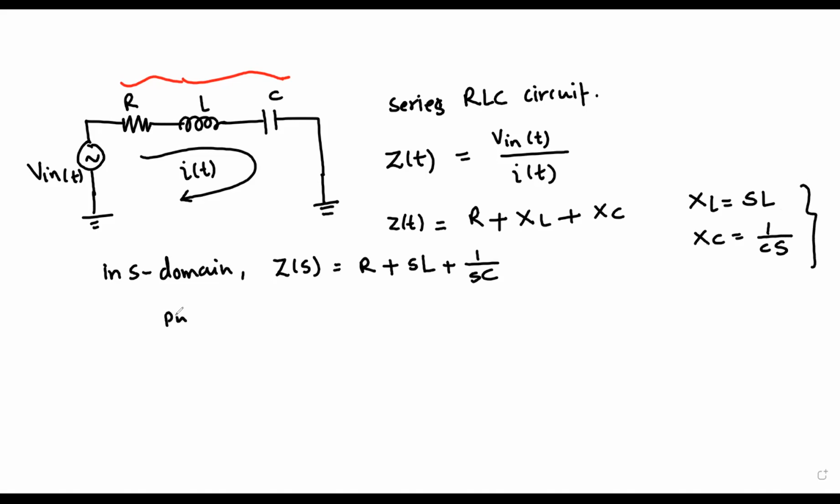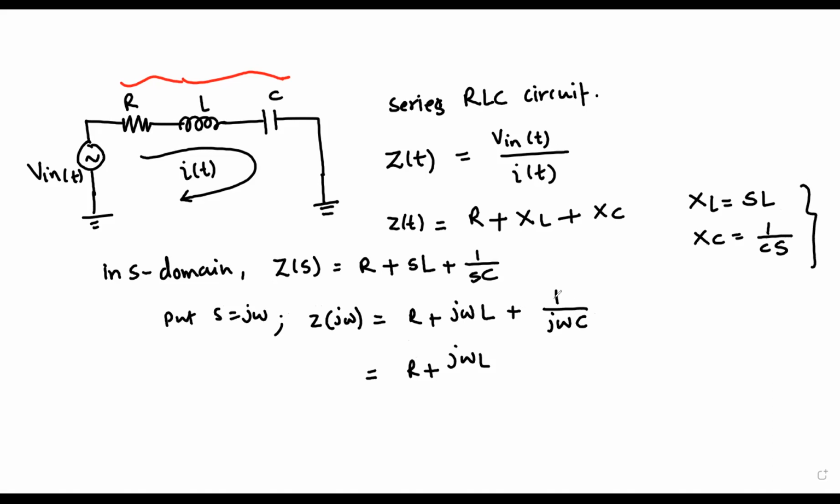So we now put S equal to j omega, and therefore this equation takes the form as shown over here: R plus j omega L plus 1 over j omega C. We can further simplify it: R plus j omega L. This term can be written as minus 1 over j omega C, right?